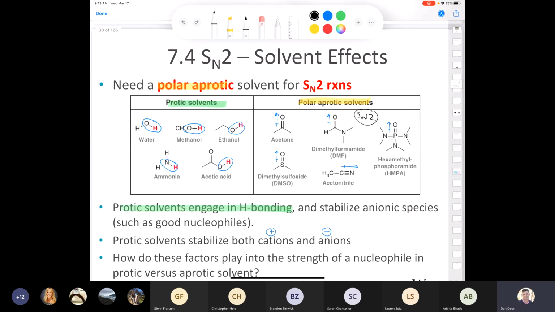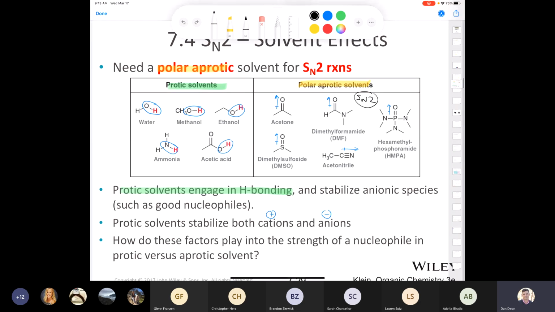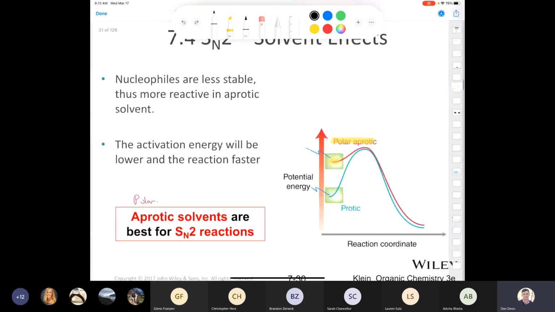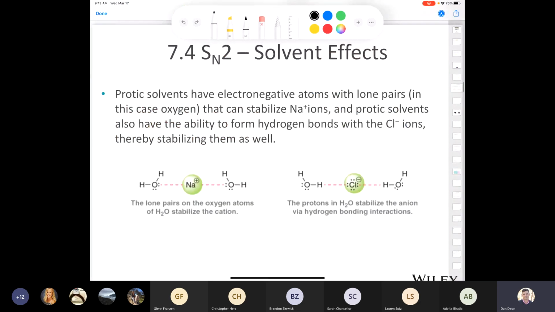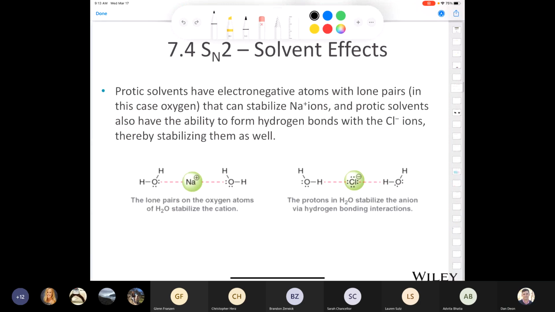If you're wondering, are there others, Mr. Dion? The answer is absolutely there are. Our book seems to be kind of obsessed with these. Well, I don't know, I would just say he uses some more than others. HMPA, I don't think that comes up a whole lot in this class. Anyhow, and the reason why is shown right here.